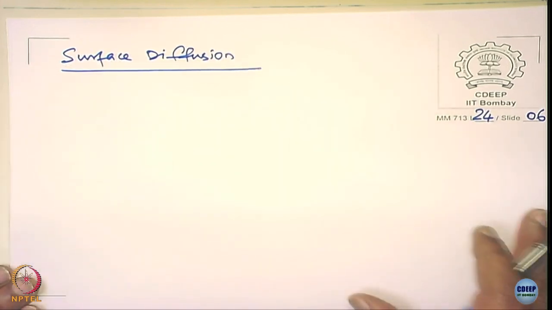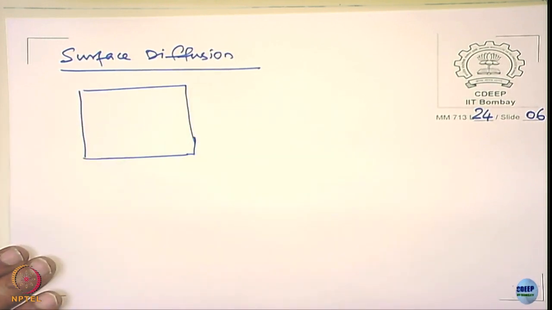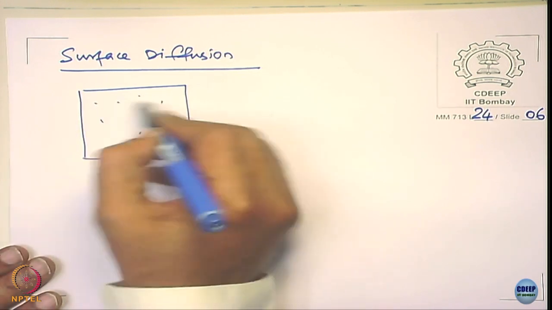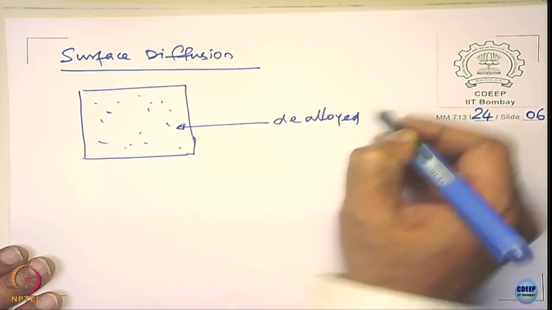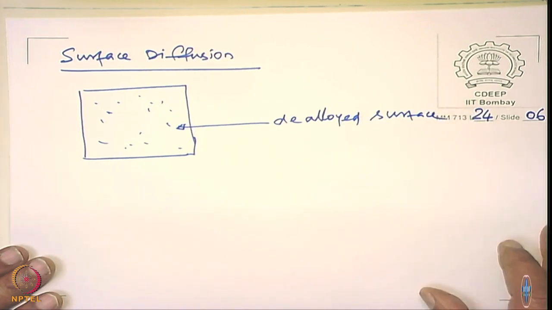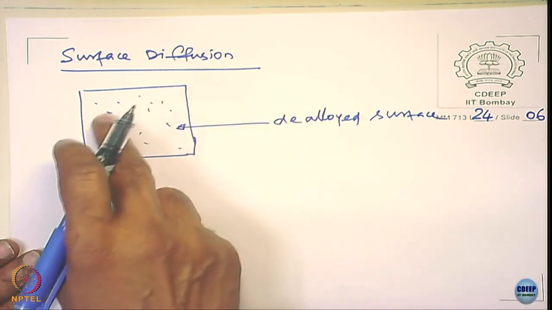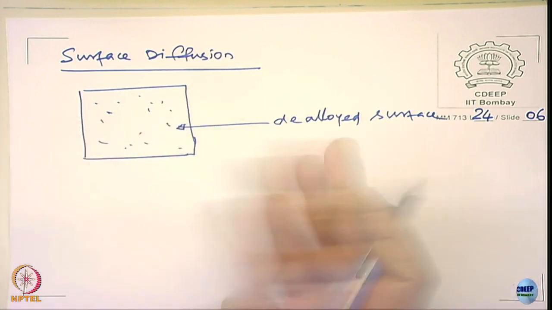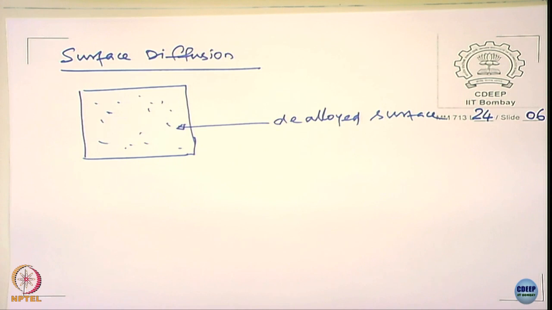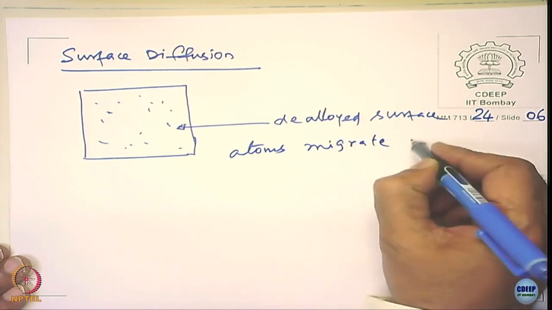This is very interesting. Now, I have a surface, and I get dealloyed. It is a dealloyed surface. When it dealloyed, then what will happen to the surface? Surface will be rough and porous. There will be atoms loosely held, right? Now these atoms migrate through diffusion process.